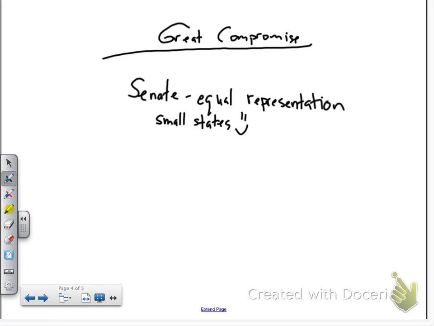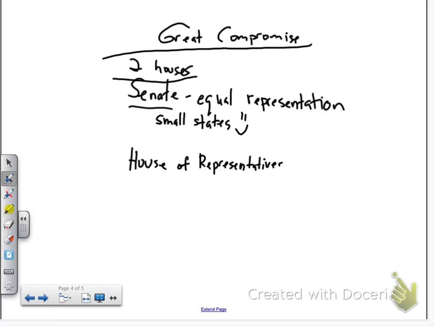Today, that's still the same way because we have 2 senators in Iowa and there's 2 senators in California. What was the other part of the Great Compromise then, Abby? The legislature would have two houses. Yes, two houses. Senate is one house. What'd they say about the other house, Deb? The House of Representatives would have representation according to state population. Okay, so the House of Representatives is your other house, and that representation is based on population.